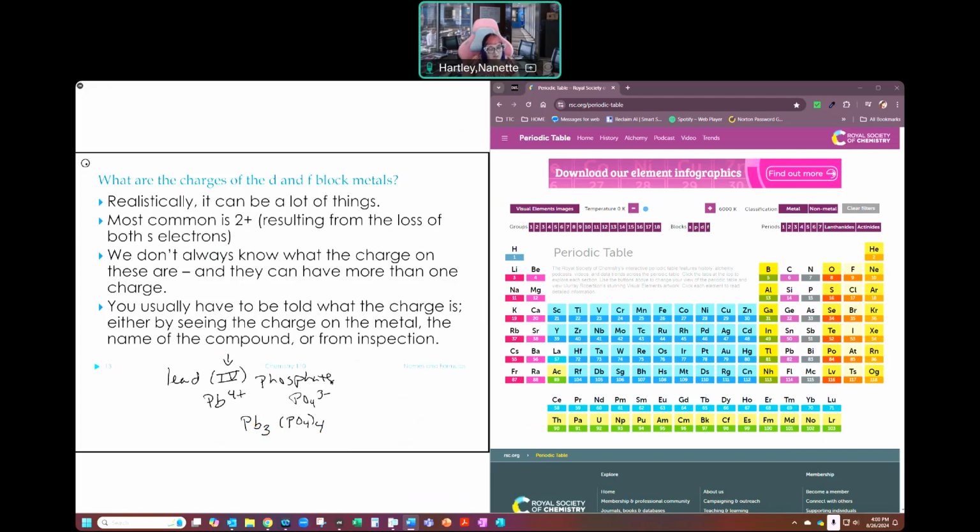Okay, so we can look at the charge on the metal from the name. We can look at the name of the compound, which is right here. We can see the charge on the metal if it's given, if it's written out for us, or we can get it by inspection. Looking at this, I can tell that the Pb has to be a 4+, or otherwise I wouldn't get this formula. That's what we mean by inspection: working backwards from the formula that I have to tell what the charge is on each of those.